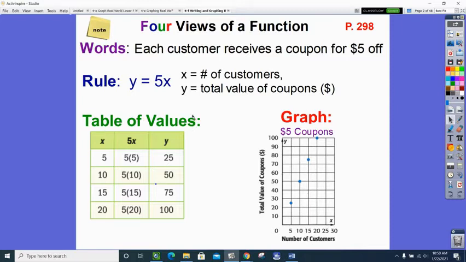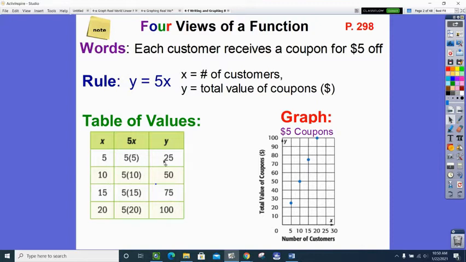I'm going to create a table. We've done this a lot. Now notice I'm not using the negative values, because it doesn't make sense to have negative customers or negative dollars. So you should be happy. Yay! Don't have negative values here. And notice I'm not necessarily going by ones because I'm not just going to hand out 4 coupons. So I'm going by 5s just to make it be more realistic. And then as I put 5 in, 5 times 5 is 25, right up to 5 times 20 is 100.